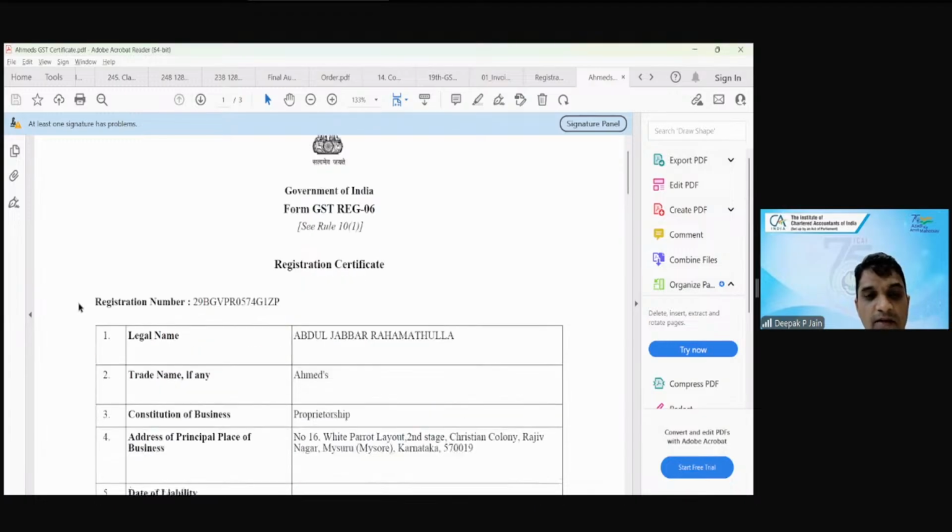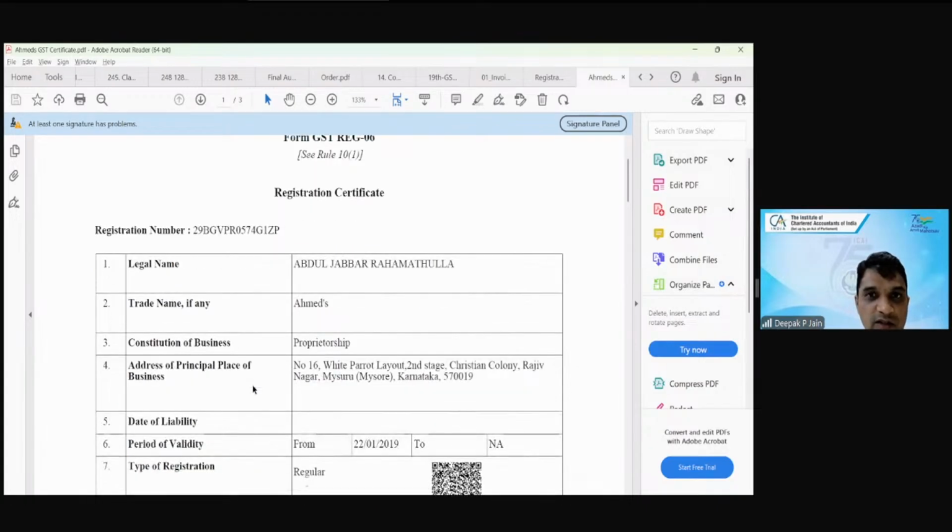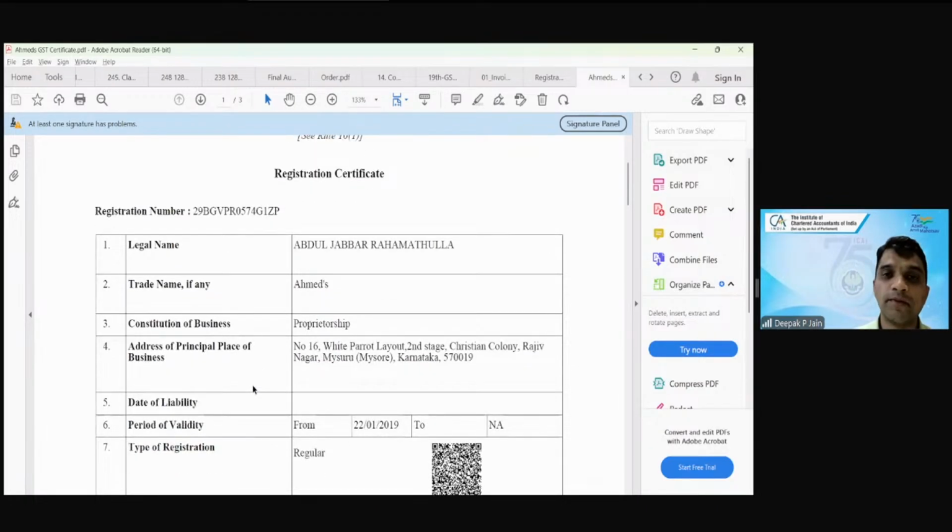Okay, this is the number you will get in the registration certificate, the legal name and the trade name. That is, the name appearing in your PAN will appear as the legal name. The trade name will be the name which you give saying that this is your trade name. Like this person has a trade name called MS, so his name is appearing as the trade name separately. Then the constitution of business: is it a proprietorship, partnership, firm, company, LLP?